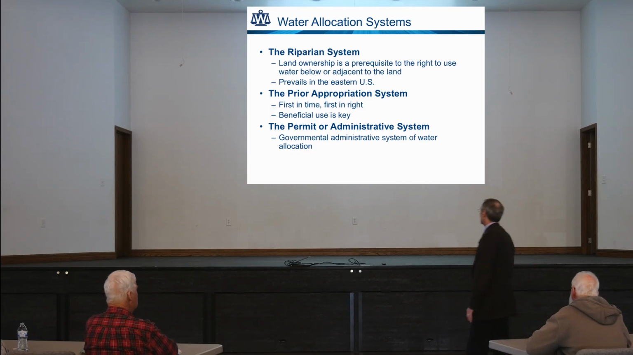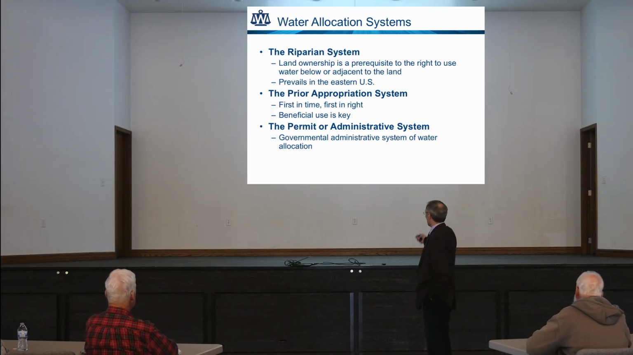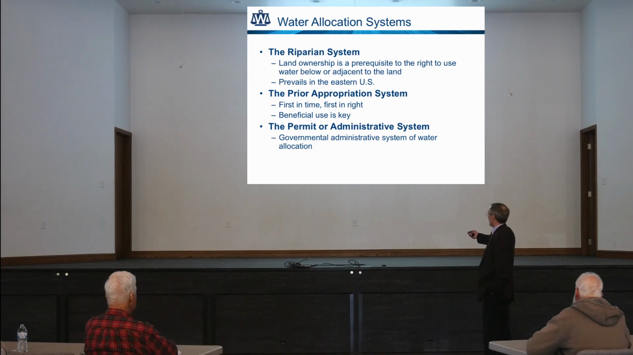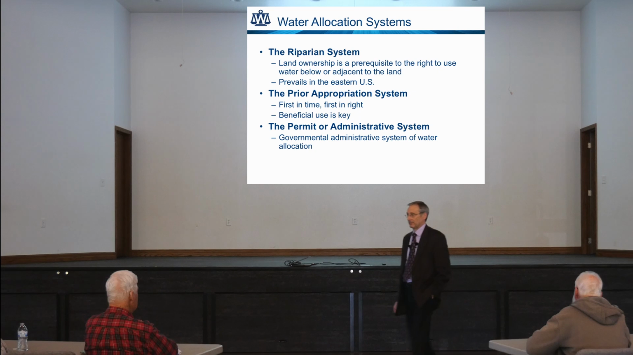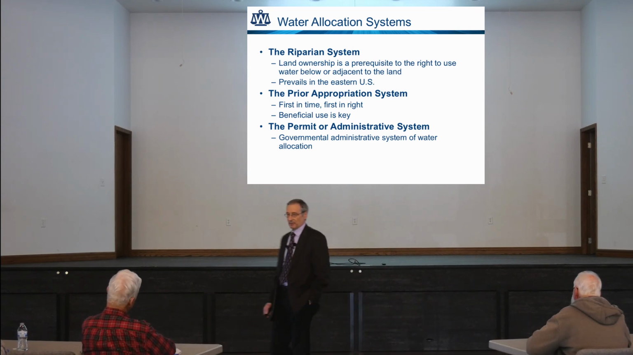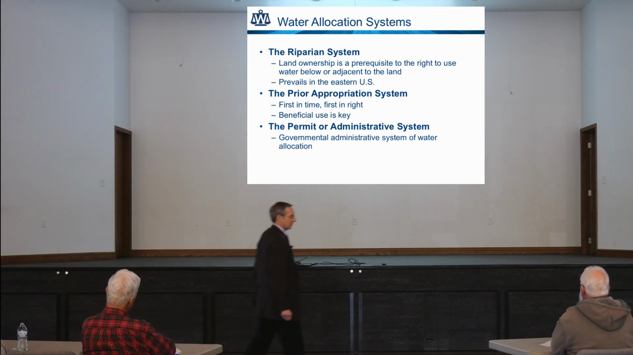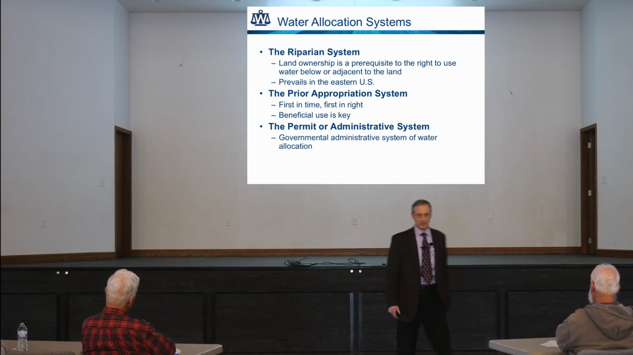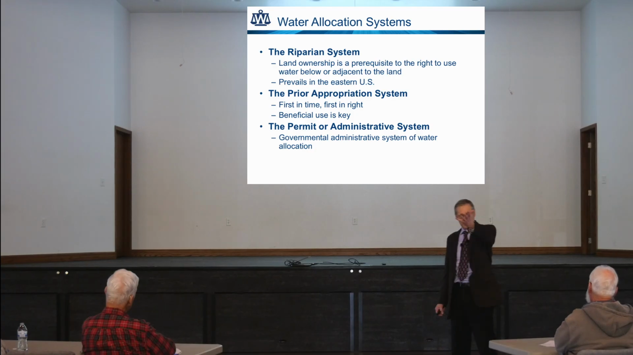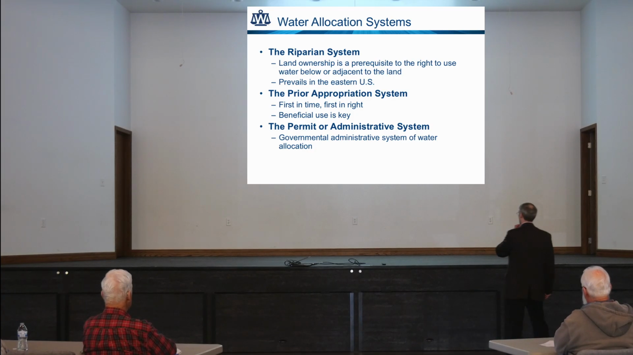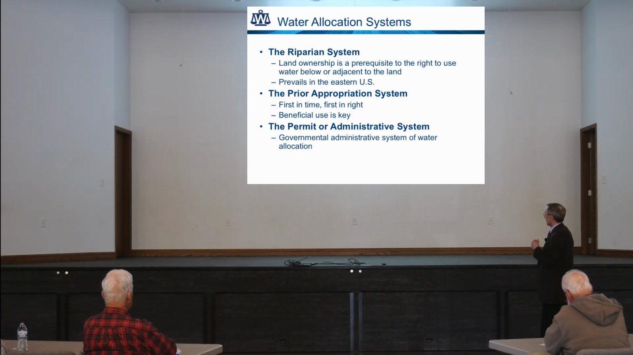It's related to water. The second system is the prior appropriation system, which Kansas has a form of. The first party in time to put water to a beneficial use has the first right to that water. Okay? So that's known as a senior appropriator. You have senior appropriators and junior appropriators. And often the prior appropriation system is coupled with a permit system. You have to have some type of permit that dates your appropriation. And Kansas has that. It's a governmental administrative system of water allocation.